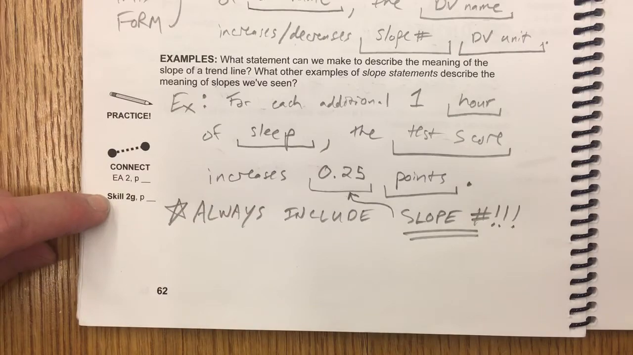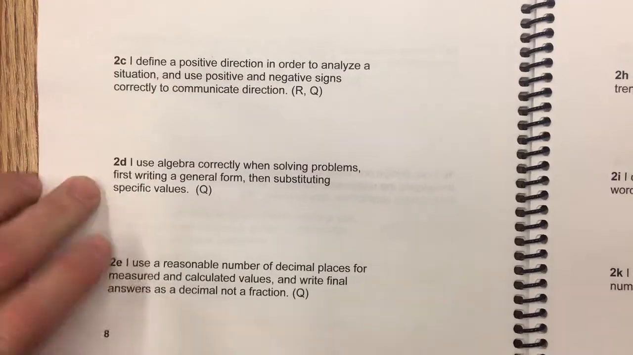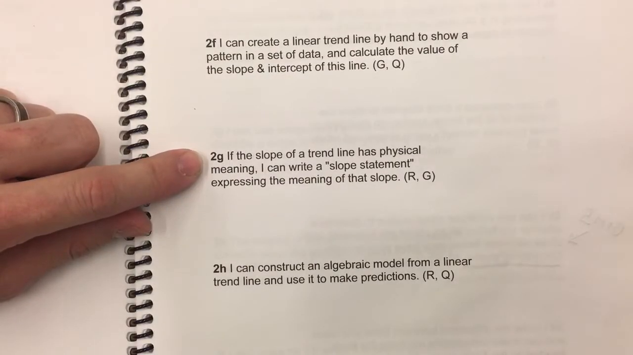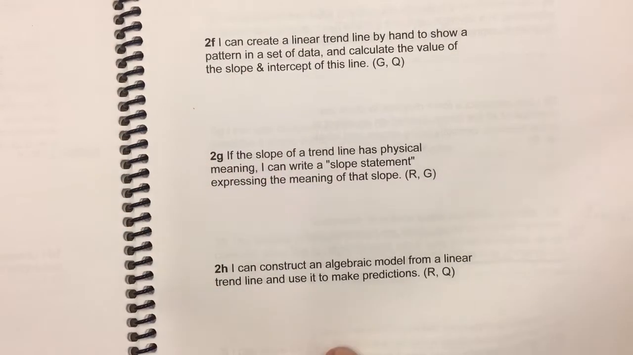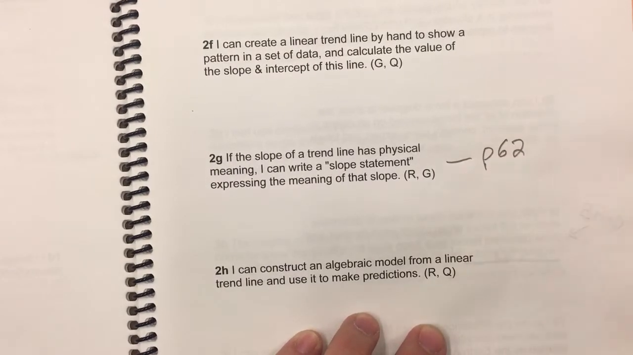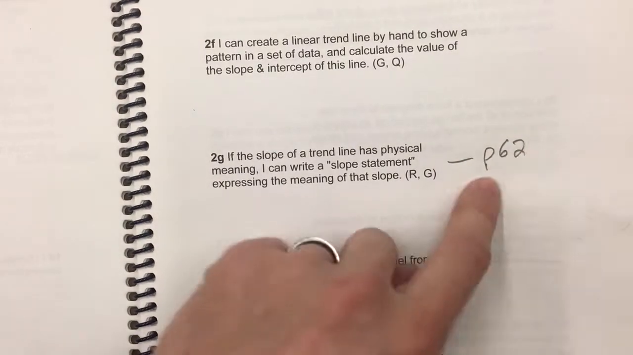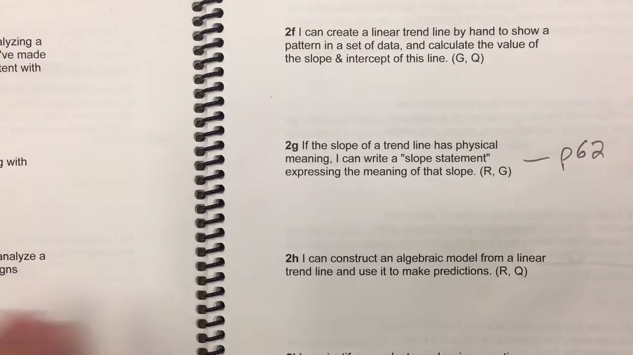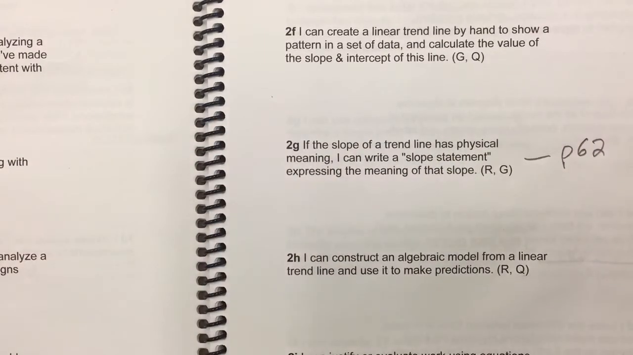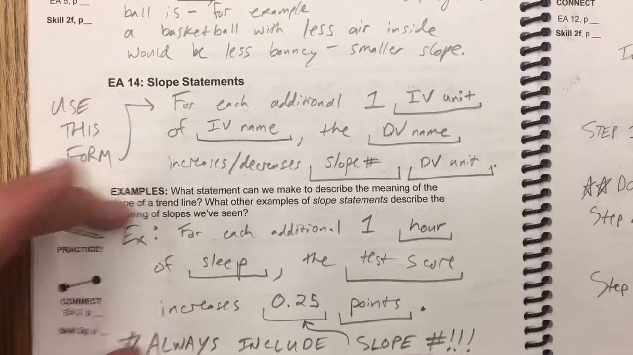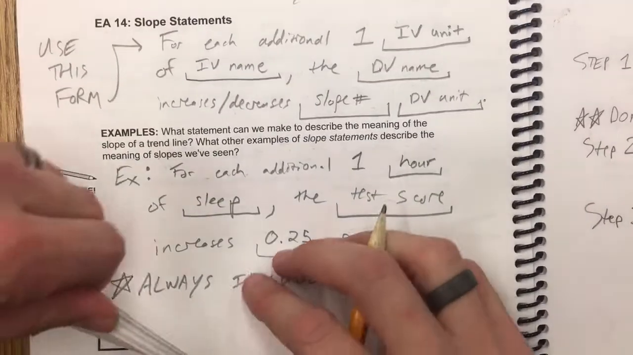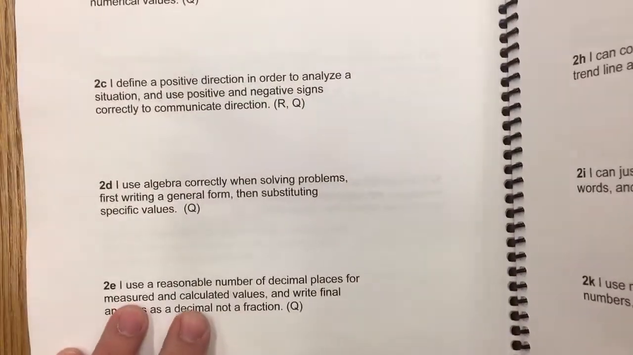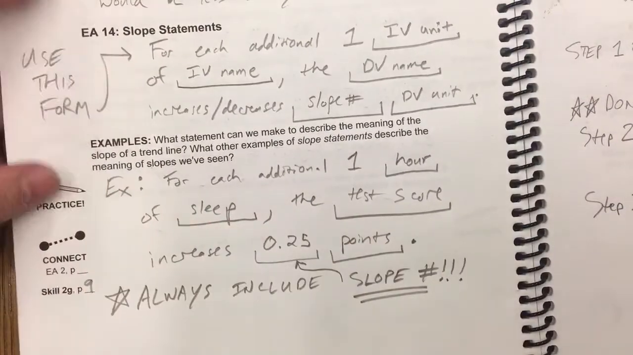Notice skill 2G. If we look at the front of the book, we'll see that we've got a bunch of skills recently here. Skill 2G is if the slope of a trend line has physical meaning, I can write a slope statement. So we're going to say this is on page 62. We want to make sure that you know how to do this. This is a skill all on its own. You'll get an entire skill grade based on nothing else except for these slope statements and writing them perfectly. So that, by the way, was on page 9. We want to make sure that we use that.